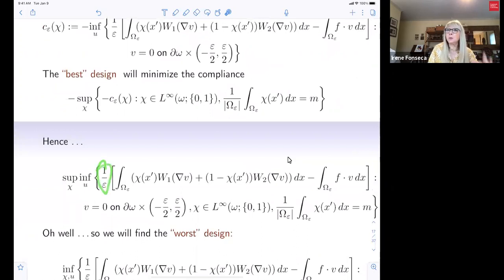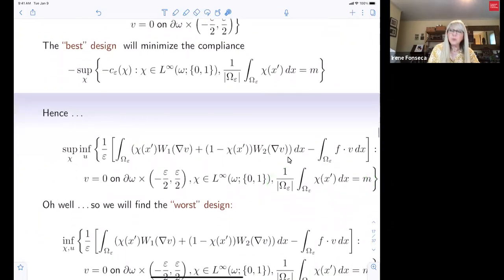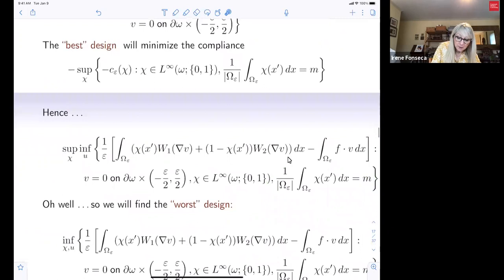Again, membrane theory, I'm scaling by 1 over epsilon. You may assume that your fields are 0 on the lateral boundary. All is same volume fraction. We don't know how to do this. It's a sup of an inf. We know how to do an inf of an inf. So you know what? We are not going to find the best design. You're going to find the worst design.